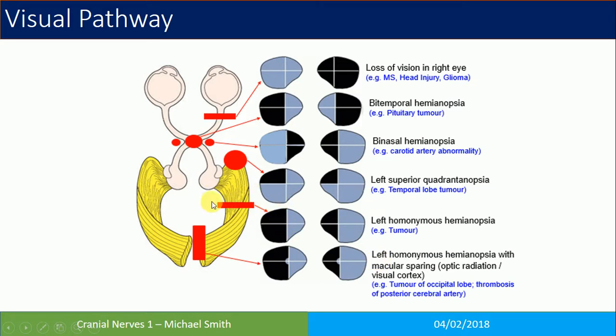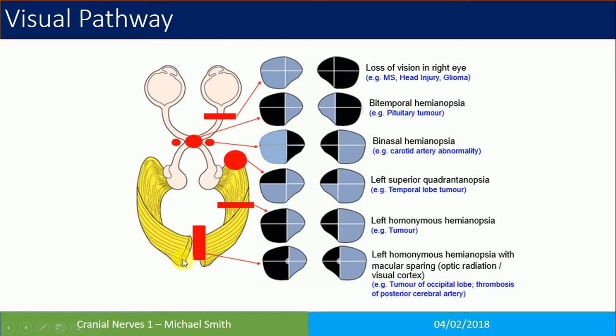If we have damage to the whole of the optic radiation, or it can be along here, then this will damage all of the left-hand side vision, because this is all of our right-hand sided retinal fields. So we'll have damage and loss of our left-hand side vision. And then if we have damage at this posterior part, then again, we'll have loss of this left-hand side of the vision. But you might have something called macular sparing, and that's where you have this small central section which is still able to function.